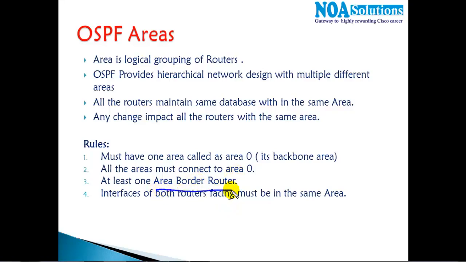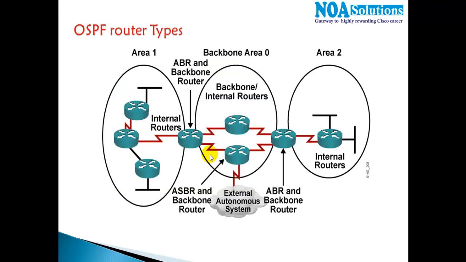There should be at least one area border router. And there's one more rule when you're designing: ensure that the interfaces facing these two must be in the same area. There's something more on this we'll see when we come to the lab, the practical implementation. So these are the mandatory things we need to keep in mind when we are designing the areas.